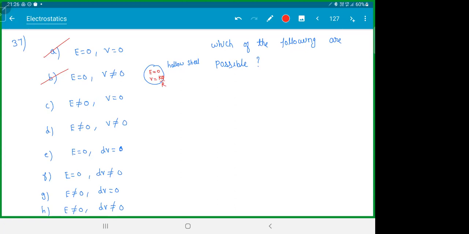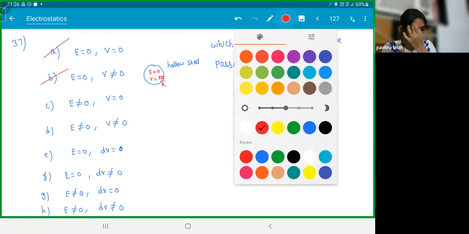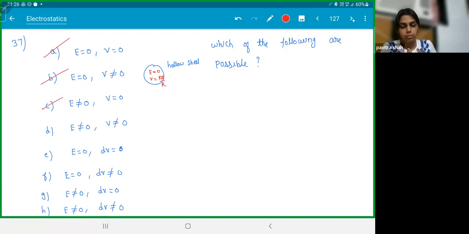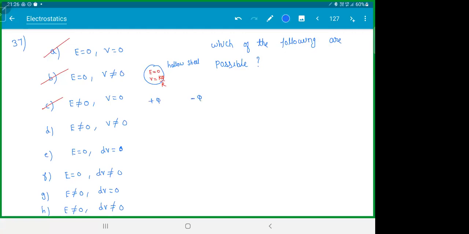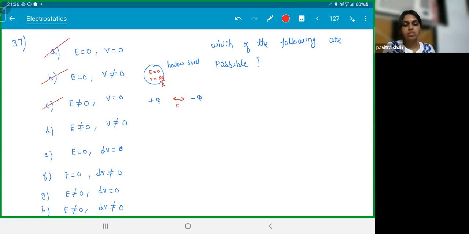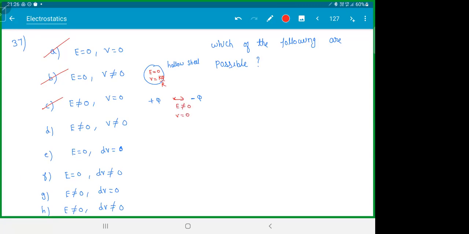Third, E is not 0 but V is 0. Remember the potential is a scalar and the E field is a vector. Take plus q and minus q. At the center, what will the field be? The field is not 0, but the potential is 0, since it is a scalar. If you take two unlike charges, q and minus q, at the center the field is not 0, since field 0 means a null point. But the potential is 0, right? It's a scalar. So C is also possible. D is anyway possible. A, B, C, D are possible.